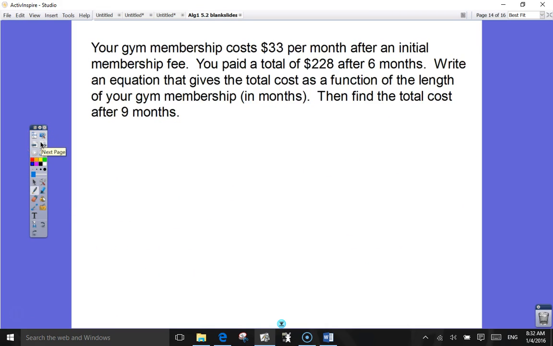Okay, let's try another one which is similar. Oh my gosh, words. Your gym membership costs $33 per month. See, I'm doing the reading for you. After an initial membership fee, you paid $228 after 6 months. Write an equation that gives you the total cost as a function of the length of your gym membership in months. And then find how much it costs after 9 months.